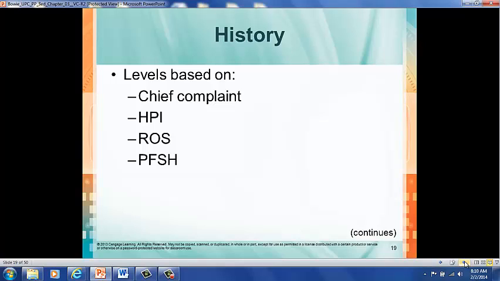As discussed in the chapter, each type of history is based on the chief complaint, history of present illness, review of systems, and past, family, and social history.